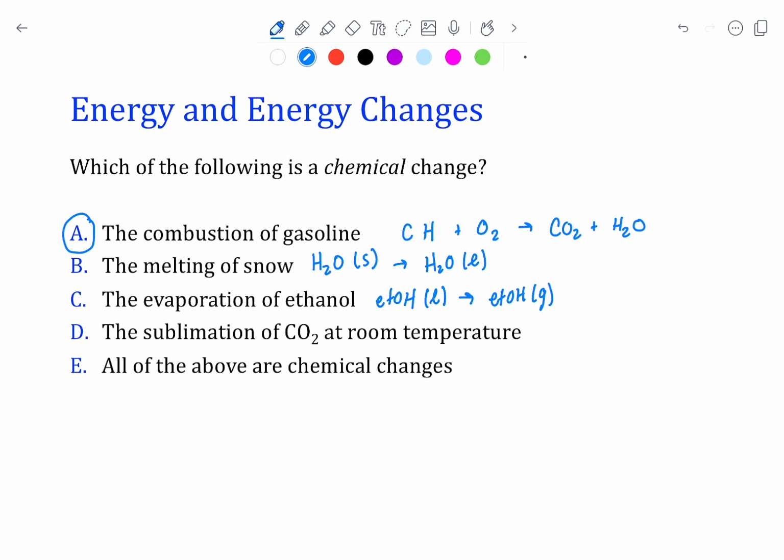And finally, we have the sublimation of CO2. Remember, sublimation is when we go from a solid to a gas. So we have CO2 solid turning into CO2 gas. We're just changing phase in that reaction.